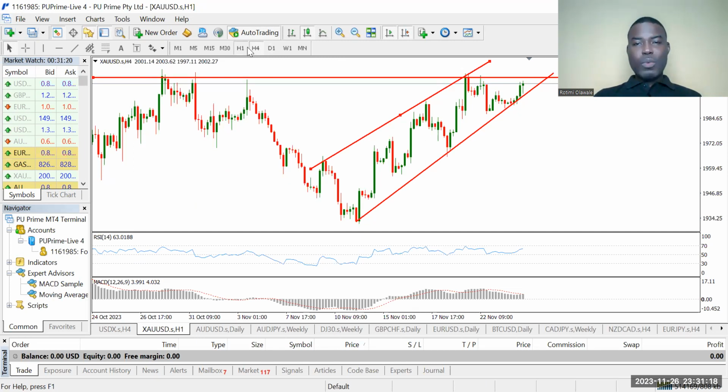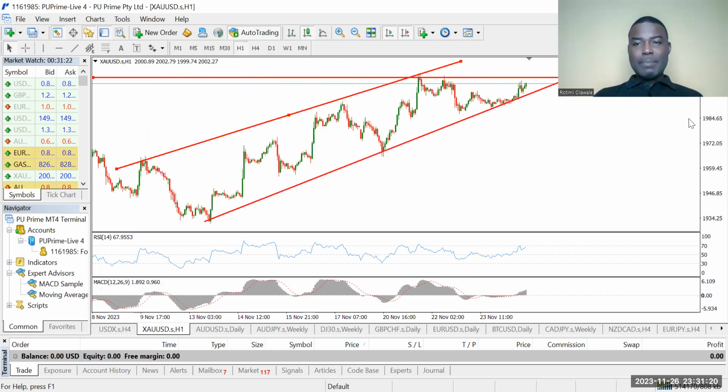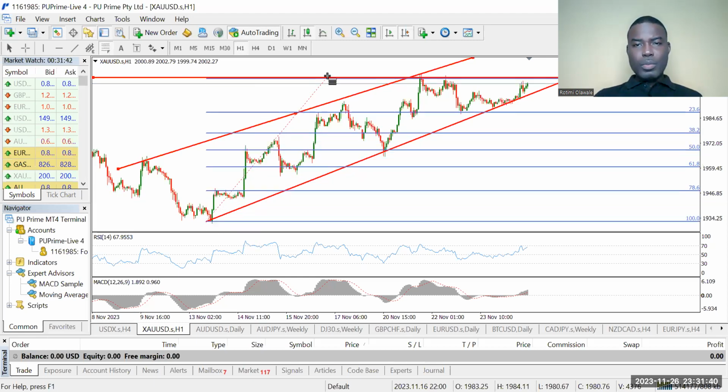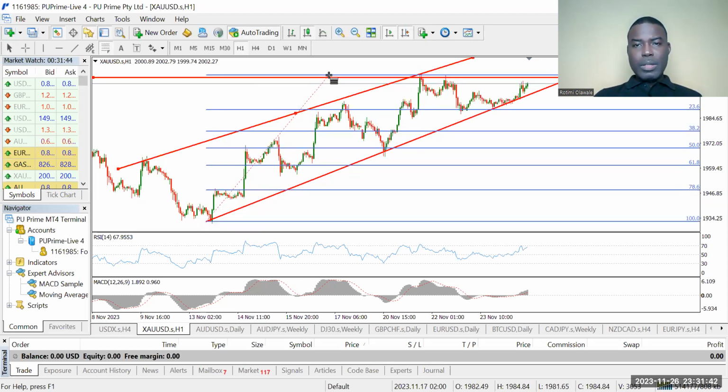So if I flip down to 1-hour time frame, I still have my rising wedge intact. Now we'll wait for price possibly to hit this resistance, then drop. So I'm waiting for a bearish breakout on gold on the 1-hour time frame. And I can use my Fibonacci also to look at possible breakout and profit-taking levels on this instrument.